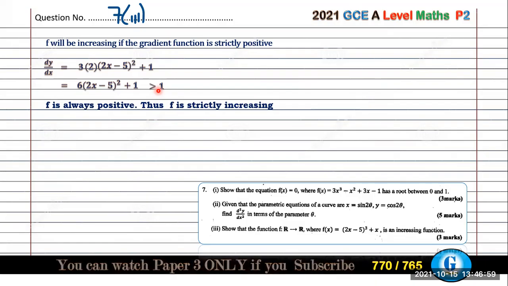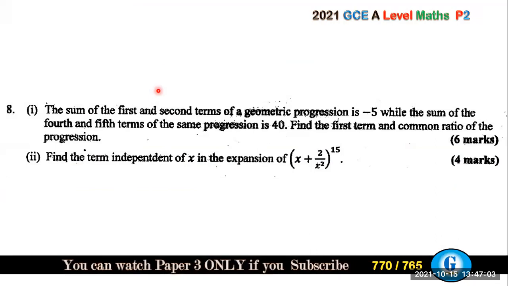All right, question 8. The sum of the first and second terms of a geometric progression is minus 5, while the sum of the fourth and fifth terms of the same progression is 40. Find the first term and the common ratio of the progression. The B part, find the term independent of x in this expansion.